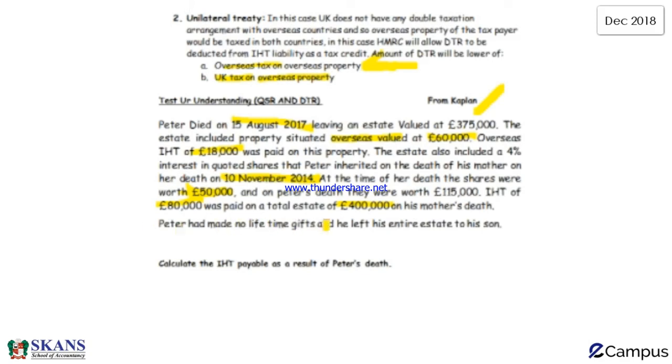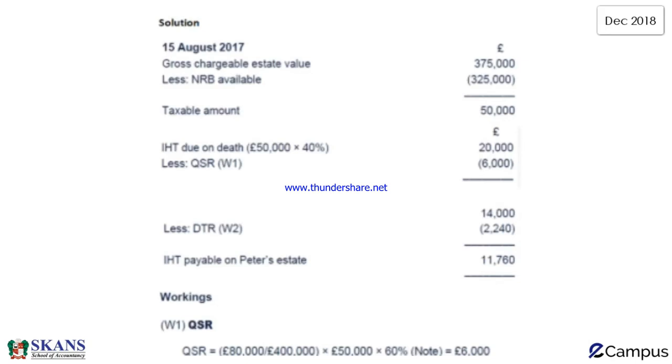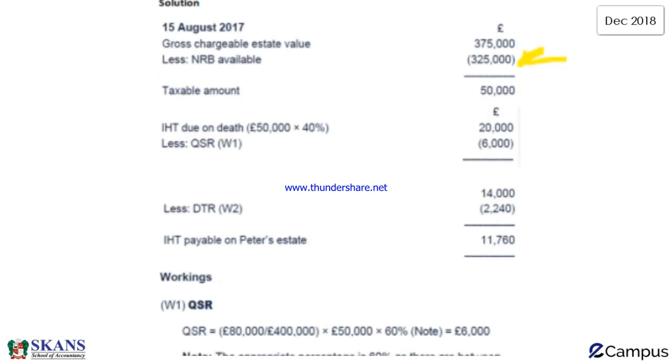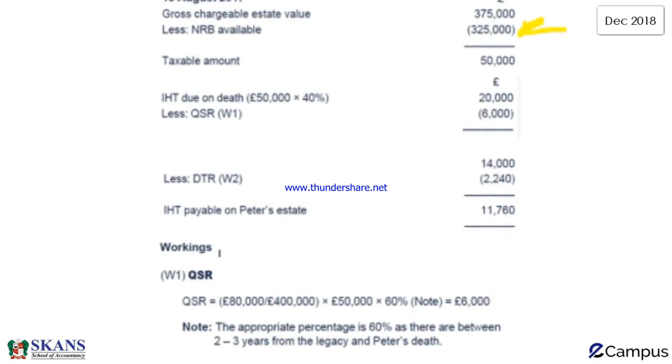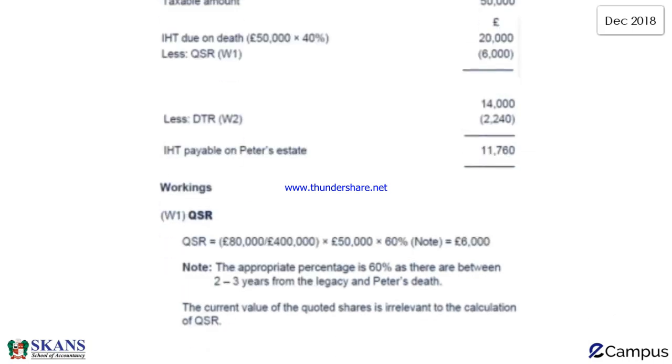Peter had made no lifetime gifts and he left the entire estate to his son. So that means if someone has no lifetime gifts, all of his or her nil rate band would be applicable on the death estate. So let's have a look at the solution. Gross chargeable estate value was 375,000, as there was no lifetime transfer prior to 7 years of the date of death. That's why the full nil rate band is available. And the taxable amount out of the estate is 50,000. Now, this 50,000 would attract a rate of 40%. And firstly, you have to deduct QSR out of it.